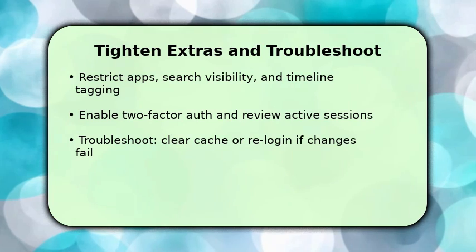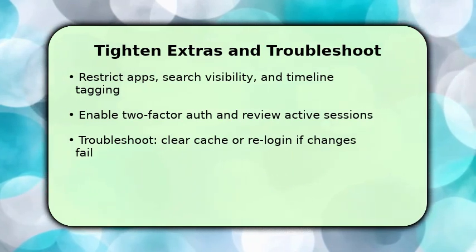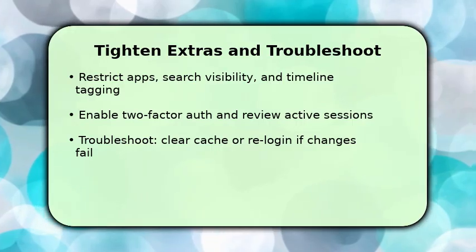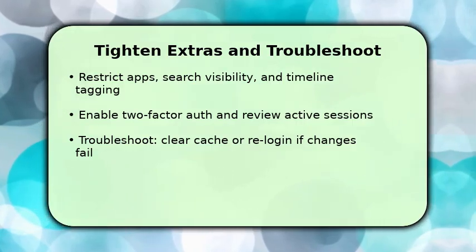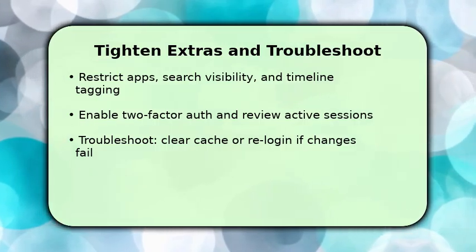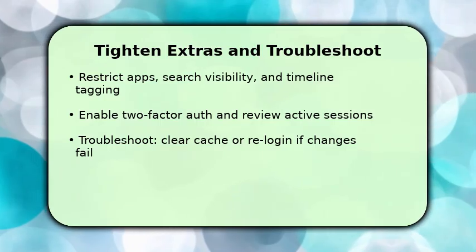Finish by tightening ancillary settings that leak data. Under Apps and Websites, remove unused apps and set app visibility to only me. Turn off public search linking and limit who can see friend lists. Enable two-factor authentication and check active sessions to close unknown logins.